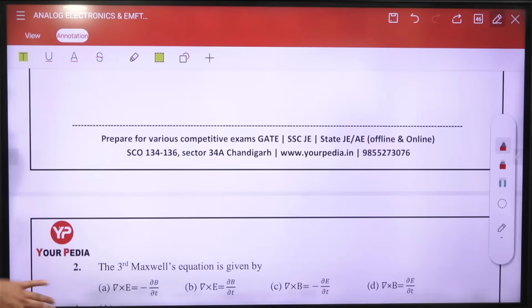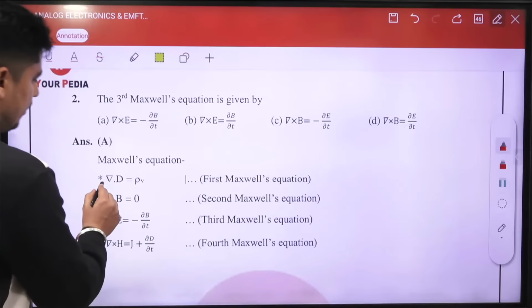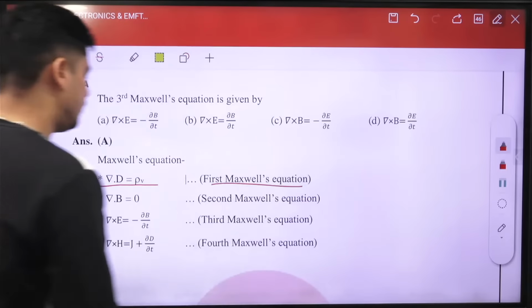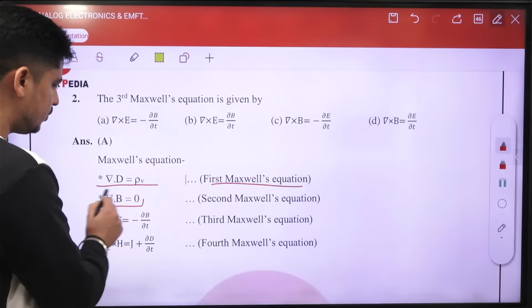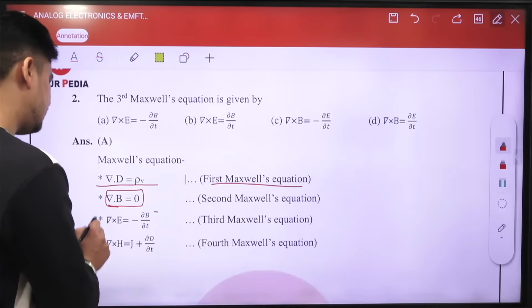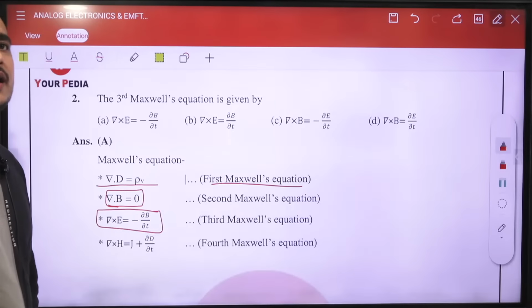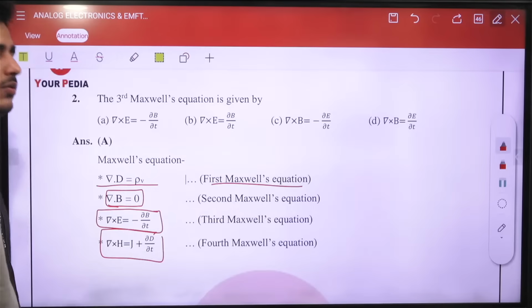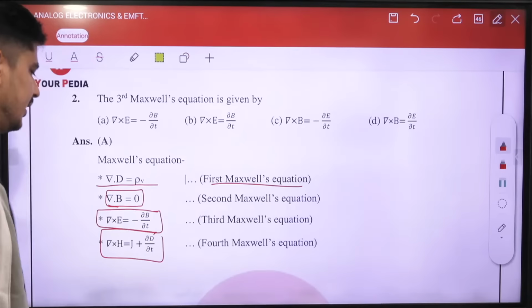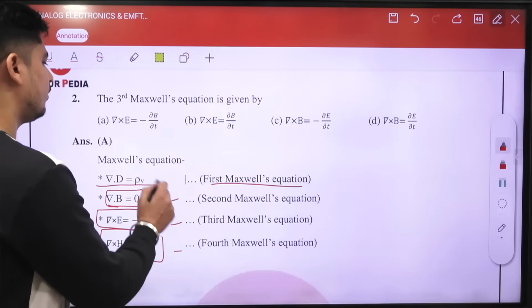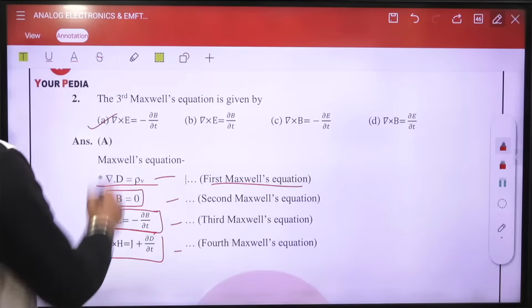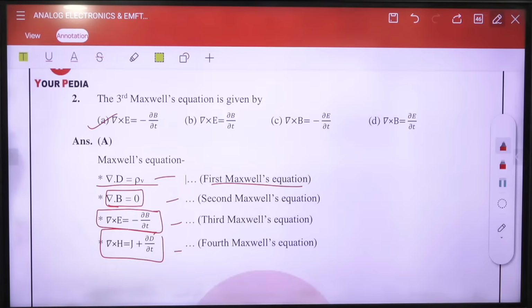See, this is the order of Maxwell equations. You can check the first Maxwell equation, del dot D is equal to rho V. That is your first Maxwell equation. Del dot B is equal to 0. This is your second Maxwell equation. Third is del cross E is equal to minus del B over del T. And the fourth Maxwell equation is del cross H is equal to J plus del D over del T. So this is the order of Maxwell equations. Sometimes he asks which one is the second, third, or fourth Maxwell equation. The answer will be A here if he is going for the third Maxwell equation.